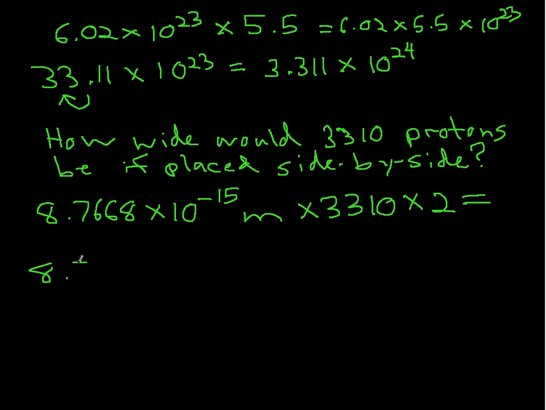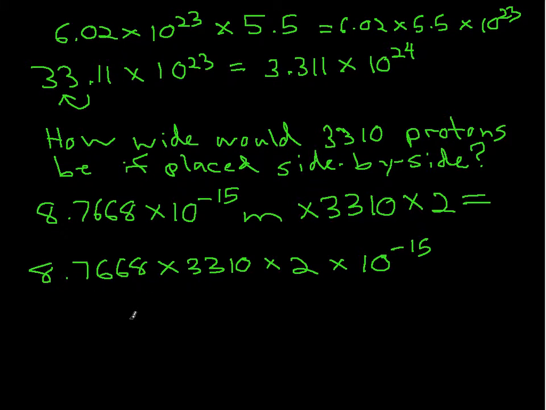Really what we have here is 8.7668 times 3,310 times 10 to the negative 15th. Well, so what you do is you work this out, and you can do this with a simple calculator. 8.7668 times the 3,310 times the 2 is 58,036. Now, times 10 to the negative 15.